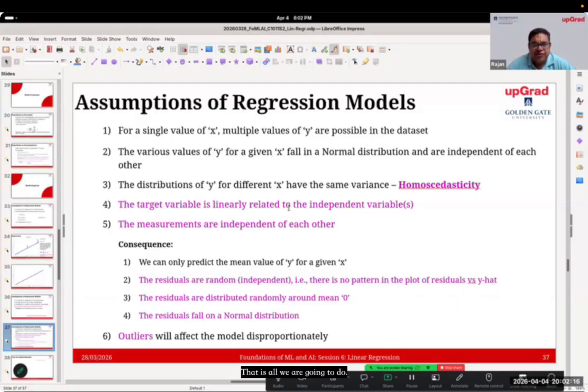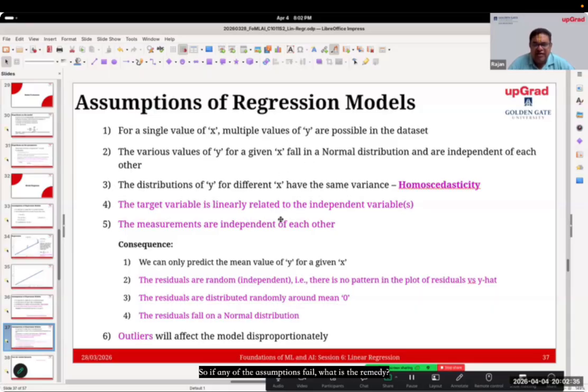That's all we are going to do. If homoscedasticity fails, we are going to do something to ensure that homoscedasticity is valid.